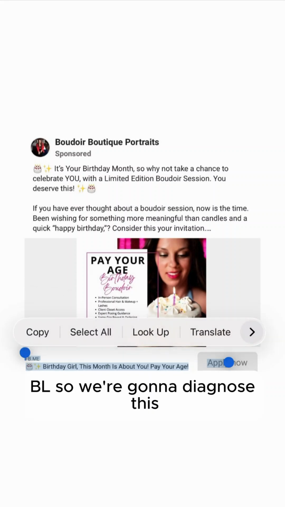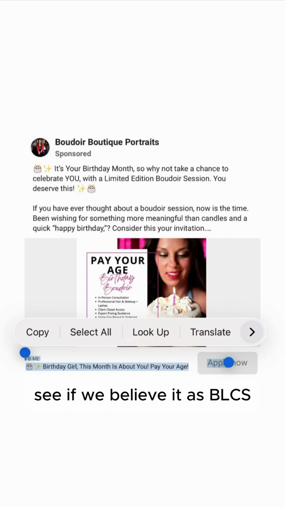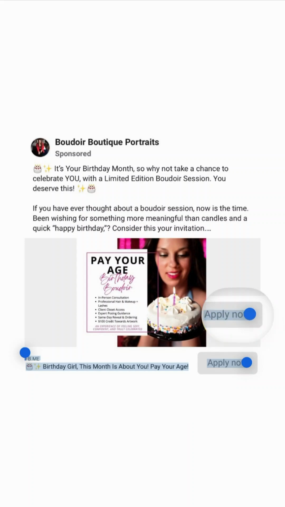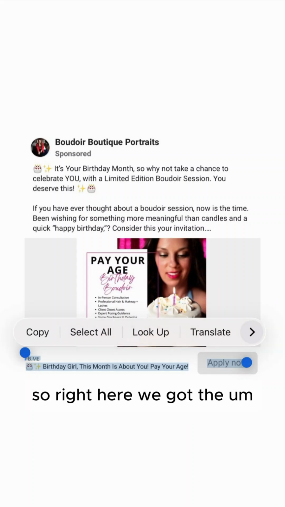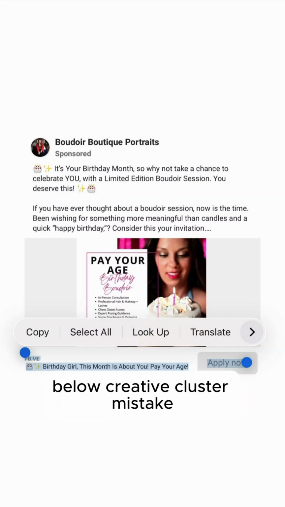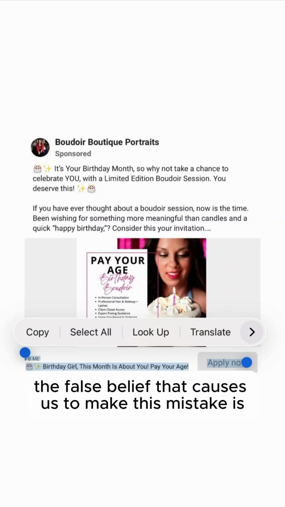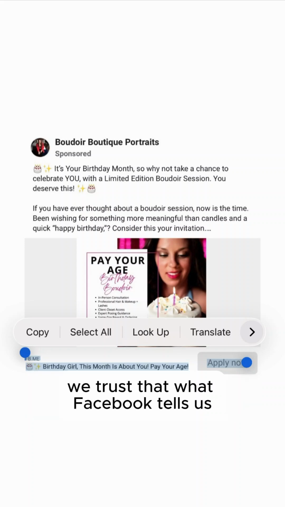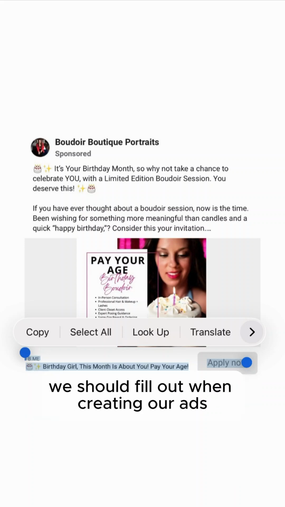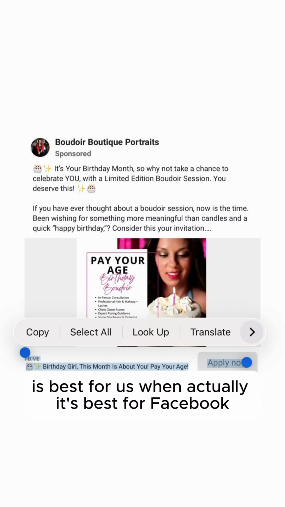So looking at this, we're going to diagnose this and see if we believe it has BLCS, aka Boudoir low click syndrome. Right here we've got the below creative cluster mistake. The false belief that caused us to make this mistake is we trust that what Facebook tells us we should fill out when creating our ads is best for us, when actually it's best for Facebook.